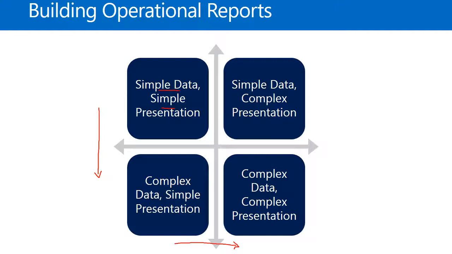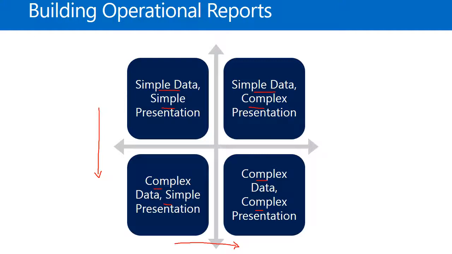Another example is a report where you have the data axis being very simple, but it is presented in a complex manner. A third category of reports are where the data axis is complex, but the presentation is quite simple. A check report might be one such report. And a fourth category of reports is one where the data axis is quite complex and the presentation is complex. An invoice report might be one such example.